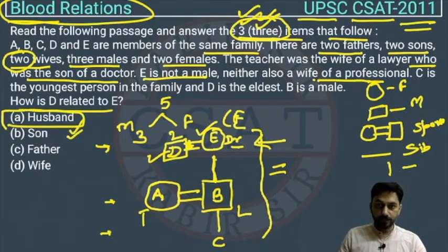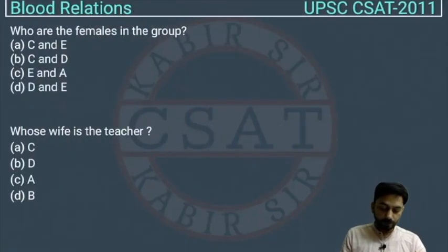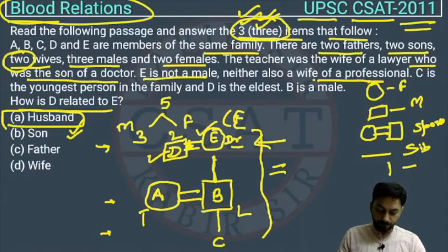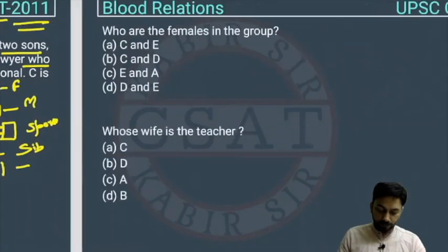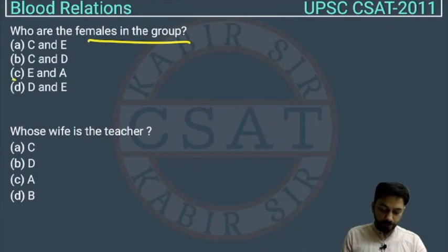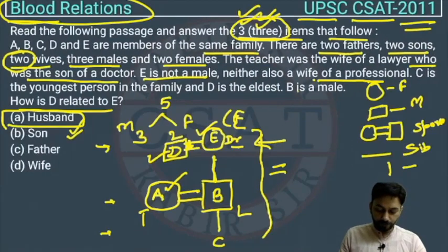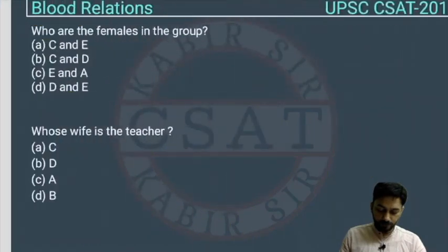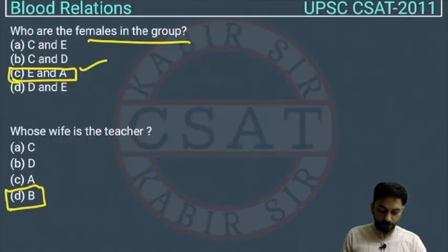Right. Now let's see another question. Who are the females in the group? So there are 2 females, right? So the females are A and E, right? So the answer will be E and A. So option C is the right answer. Now whose wife is the teacher? So B's wife is the teacher, right? So the answer is option D.